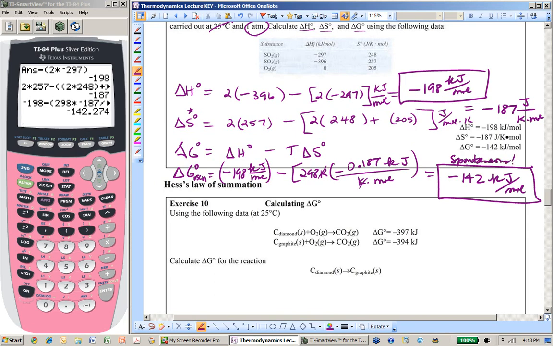For a delta G value, those are the correct units, and it is spontaneous. They didn't ask, but I just want you to know. That negative sign right there means it's spontaneous. Okay, that is very, very typical of what you're going to have to do over and over again working AP problems. So you need to get used to it.